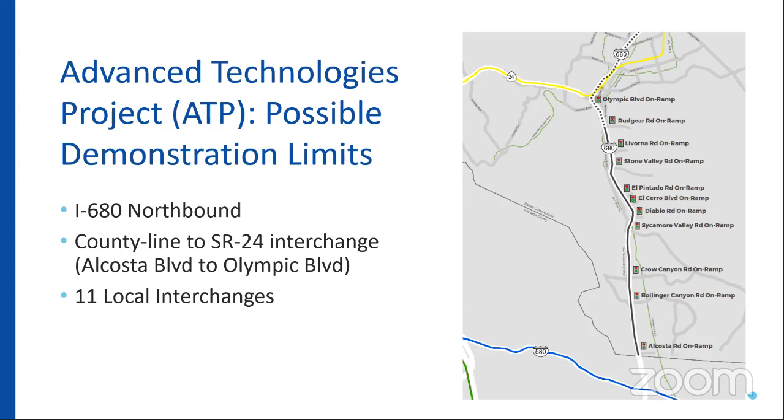So we're looking at the section of northbound I-680 from the Alameda County line, El Costa, up to Olympic Boulevard, just before you get to the SR-24 interchange. So it incorporates 11 local interchanges that we'll be looking to use some technologies to help improve the flow in this particular corridor. So Tim, if you can advance the slide.